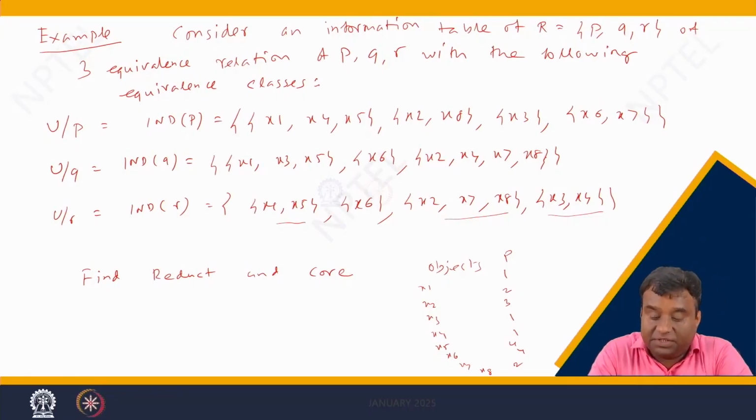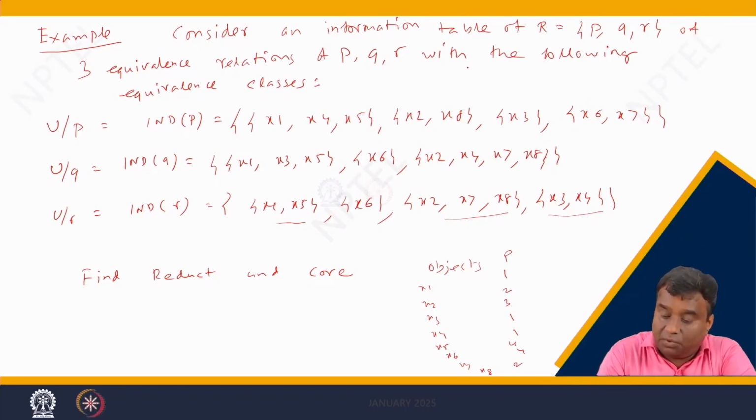So consider an information table. The attributes are P, Q, R. The table R is the set of three equivalence relations P, Q, R with the following equivalence classes. So here, the indiscernibility relation of P, that is U by P, has x1, x4, x5 having the same number, x2, x8 also the same number, x3 different, and x6, x7 the same number. From this we understand that there are 8 objects: x1, x2, x3, x4, x5, x6, x7, x8.